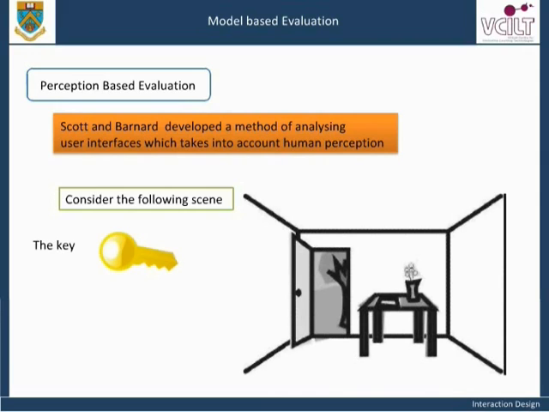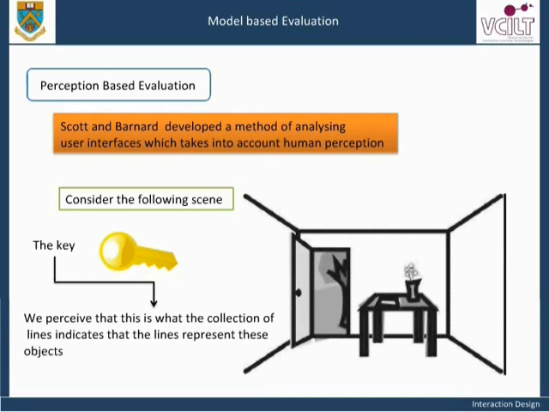The key is that we perceive that this is what the collection of lines indicates, that the lines represent these objects. So, when looking at an image such as the one below, or a user interface, we apply psychological processes to interpret the image as a set of objects.